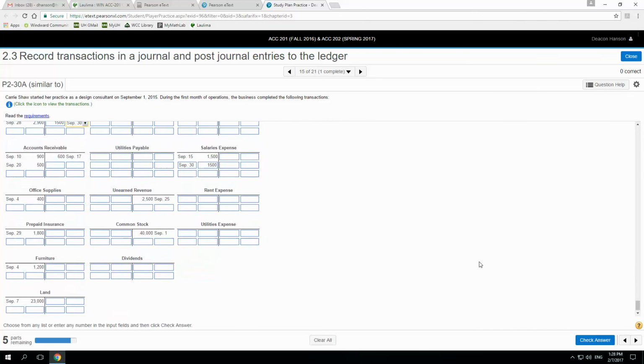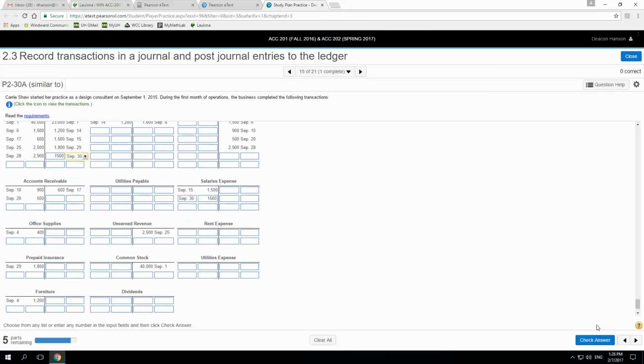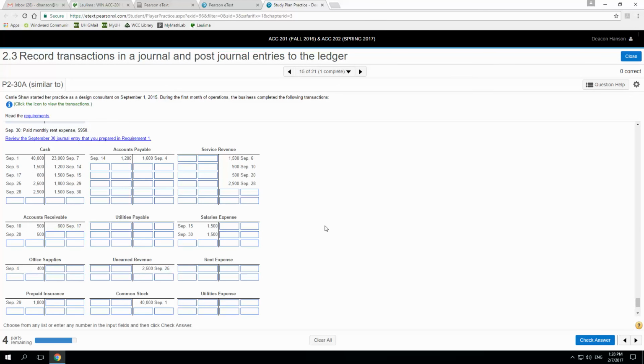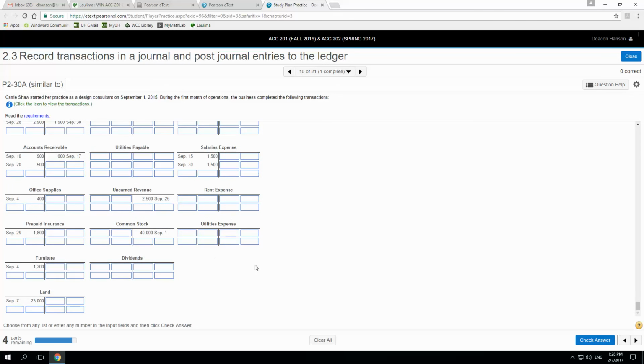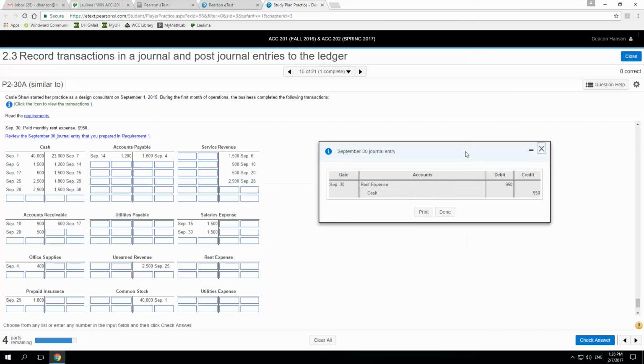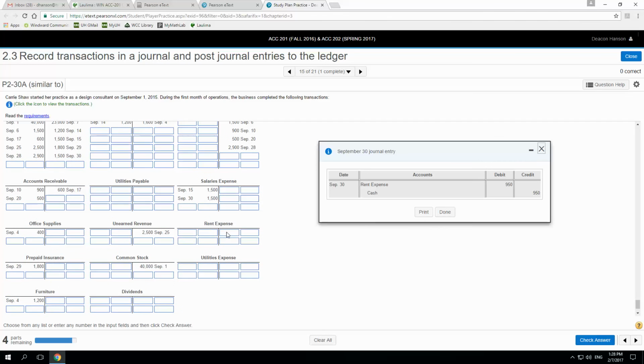Okay. Now, did I just? Yeah, I got it in there. Okay. Now I'm going to do rent expense. So I'm going to debit rent expense for $950. Rent expense is sitting right here, $950, September 30, and credit cash $950, September 30.